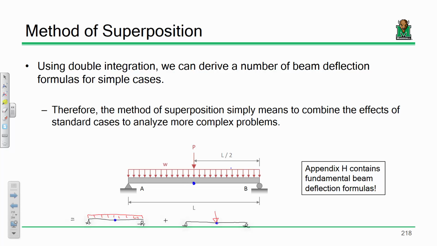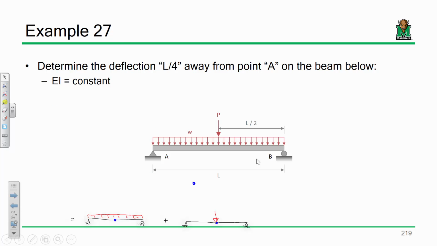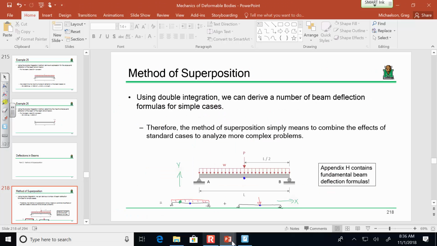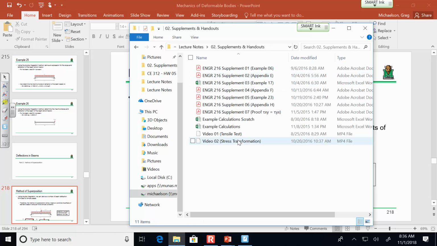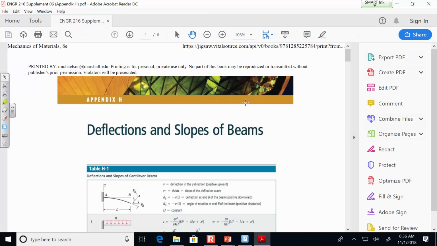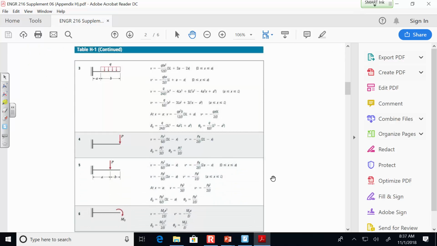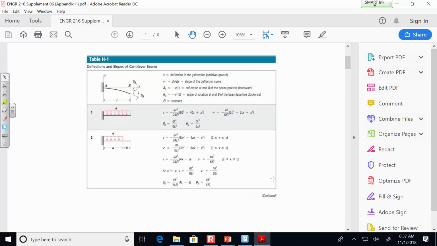So the only limit to this method is if you have beam deflection equations available to you. Lo and behold, we do. Enter Appendix H. If you go to Appendix H, you can see, here's Appendix H. You can see a number of different fundamental beam deflection equations for a lot of very basic load cases.